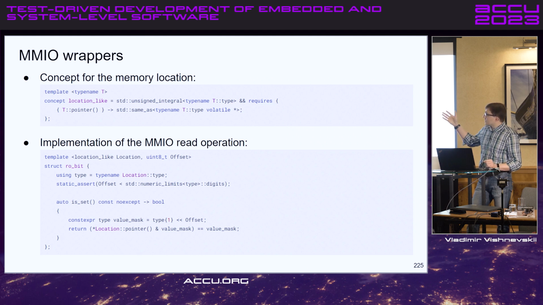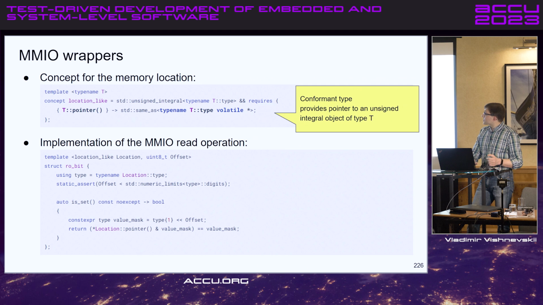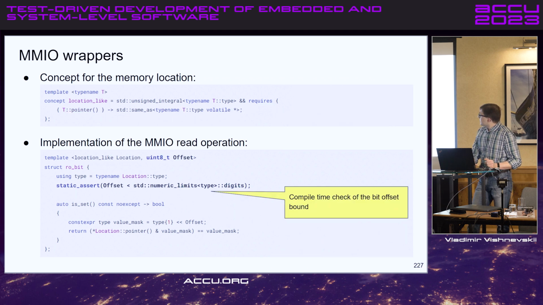So we need to have some form of the location-like object that has the static function pointer that will be returning the pointer to this register, to this block in the memory where the data is supposed to be read. We can constrain that it's supposed to be unsigned integral type. Then this one can be used in our abstraction.